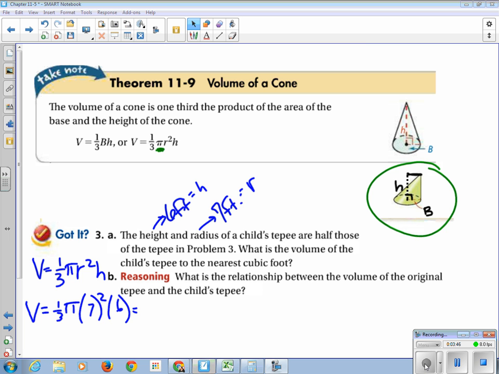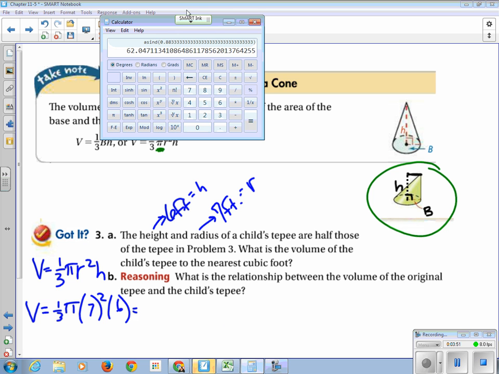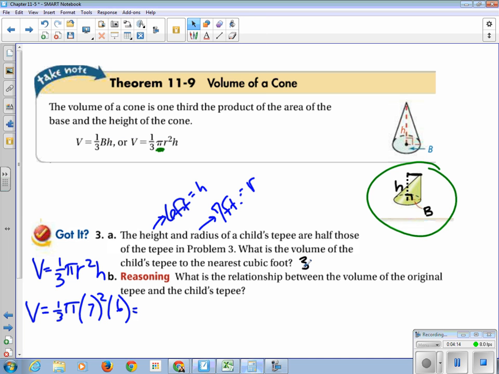And then to the nearest cubic foot, we're going to chug that into our calculator, which is quick and easy. So we go 1/3, so 1 divided by 3, times pi, times 7 squared, times 6. 307.876, and it says nearest cubic foot, so that would be 308 cubic feet.